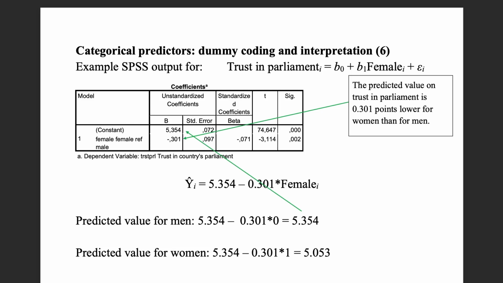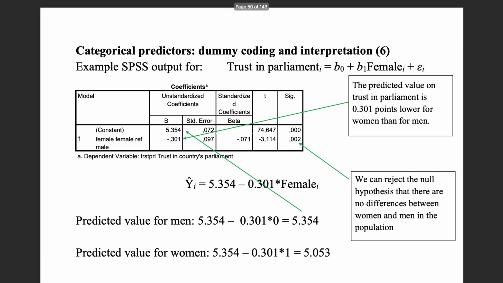Again, you need to always interpret these effects relative to the reference category. So in this case, the 0.301 tells us about the difference between people that belong to the female category in the data set relative to the reference category, the male category. And in this case, all the other things stay the same.